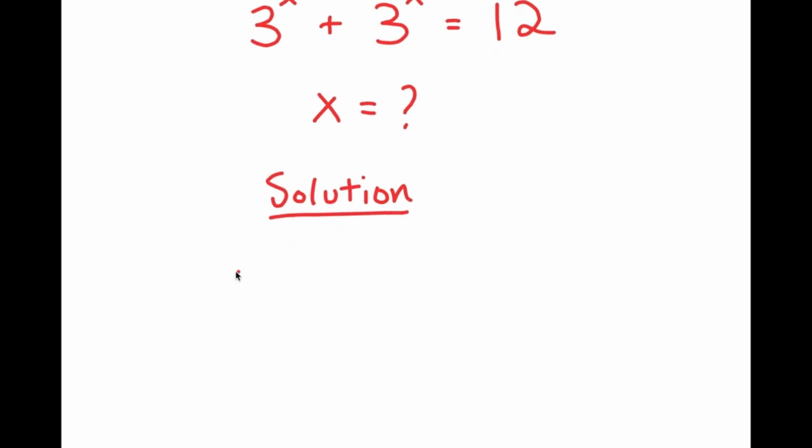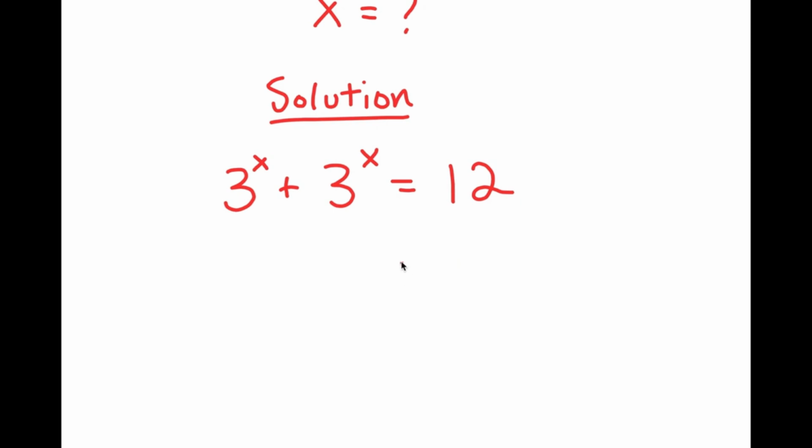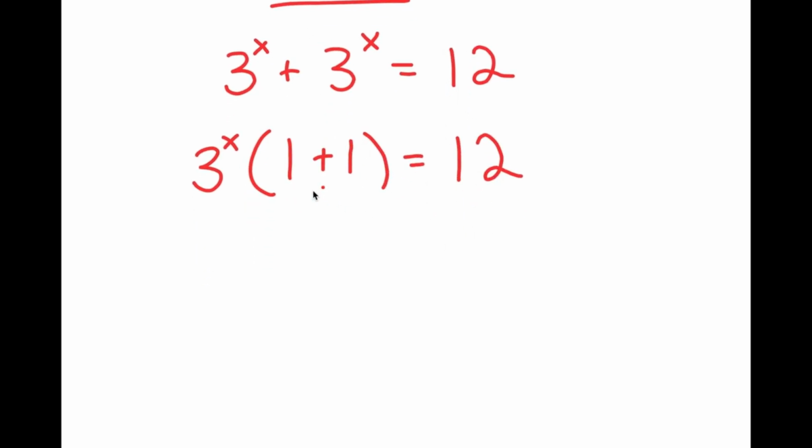So let me first rewrite my equation down here so I have a little more solving space. My equation is 3 to the power of x plus 3 to the power of x is equal to 12. The first thing I'm going to do from here is factor out 3 to the power of x from my left-hand side. So I get 3 to the power of x times, 3 to the power of x divided by 3 to the power of x is 1, so 1 plus 1 is equal to 12. And 1 plus 1 is 2. So I get 3 to the power of x times 2 is equal to 12.